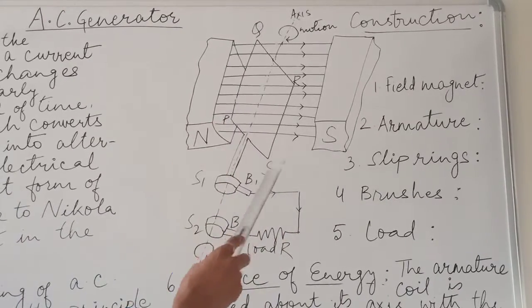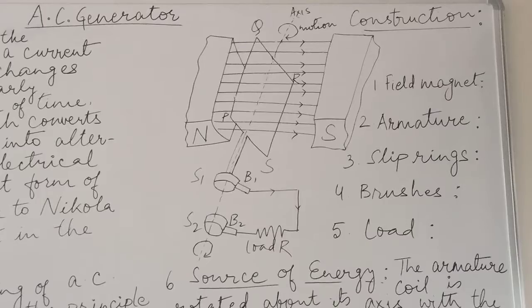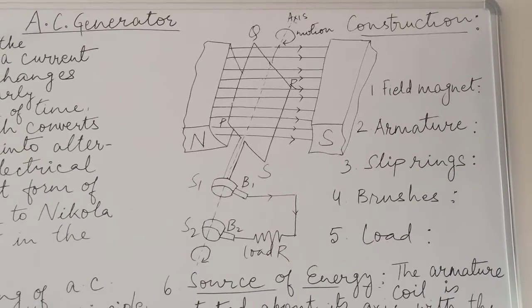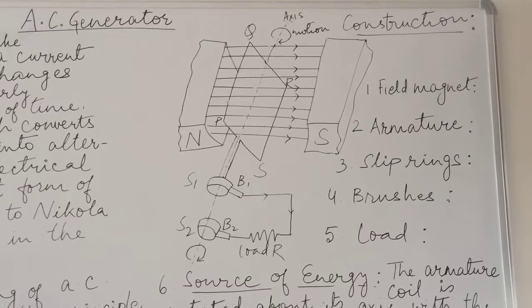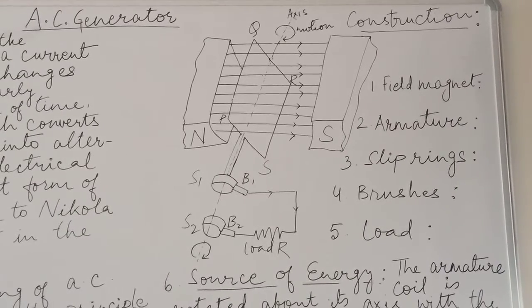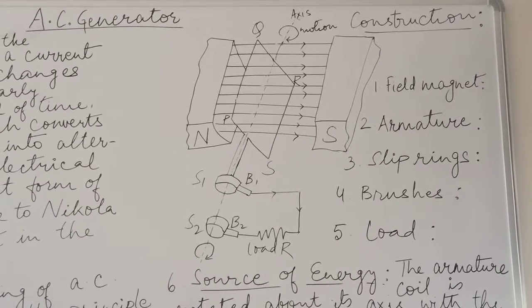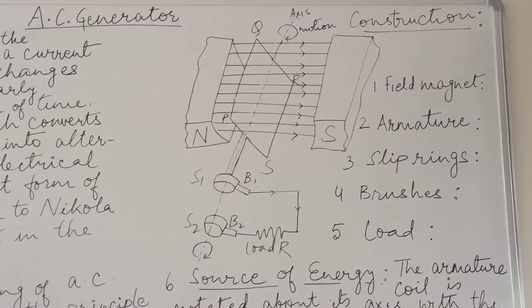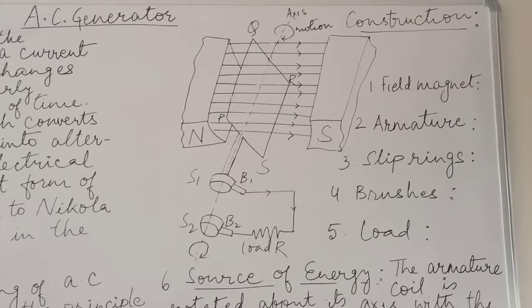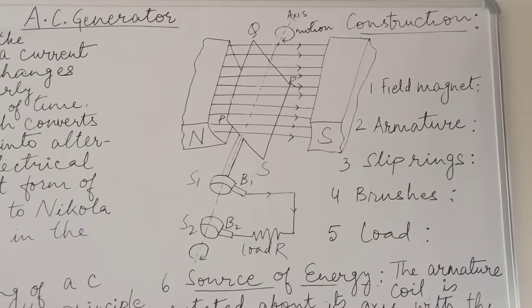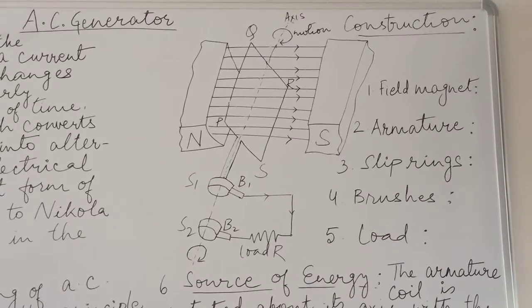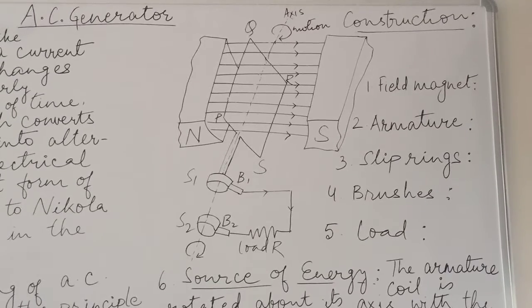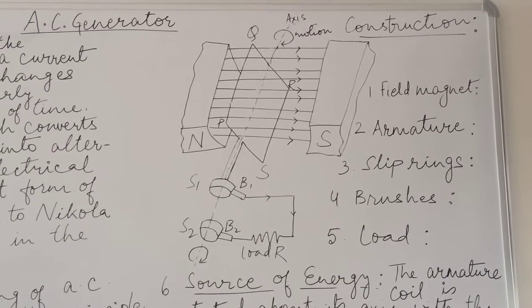PQRS is called as armature. It consists of a rectangular coil PQRS having a large number of turns of insulated copper wire wound on a soft iron cylindrical core. The core is laminated.